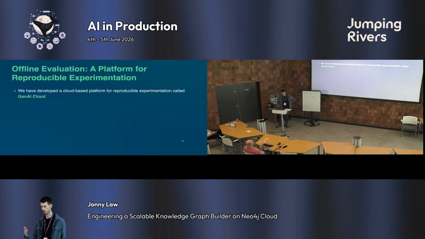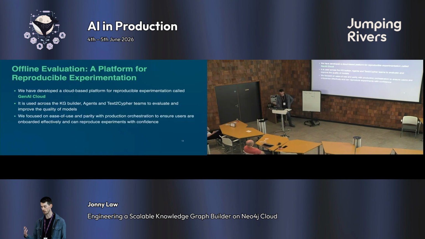So I said, let's make a platform to make this reproducible. And we called it the Gen AI Cloud because we're the Gen AI team within Neo4j. Right now it's used across my team, which is the Knowledge Graph Builder, the agents team, and our text decipher team. The idea is just to evaluate and improve the quality of our models in production.